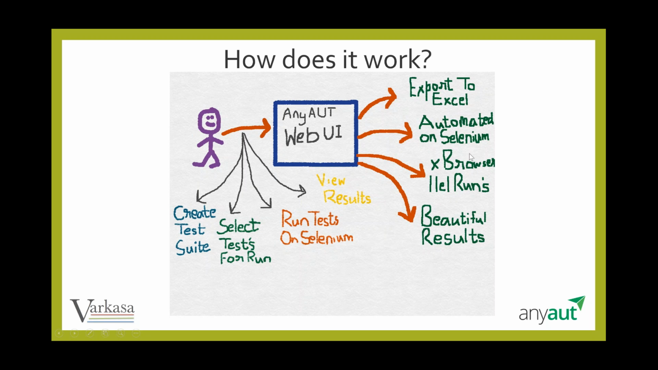Cross-browser testing, parallel runs over the grid, and some beautiful results. Some of these are currently available and some of these are the future options that are coming up, and you look at that in the next few slides. So it saves time. It is really talking about the value of effort and time spent both by the manual engineers and the automation team, the entire IT organization.